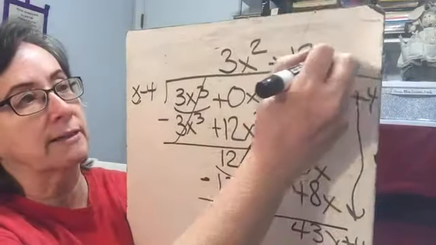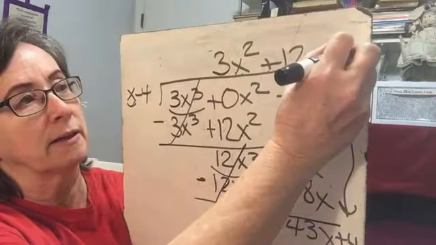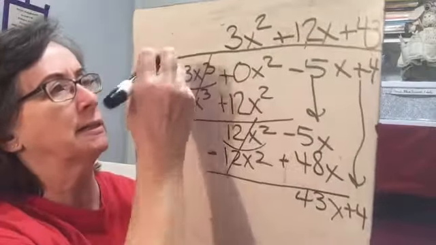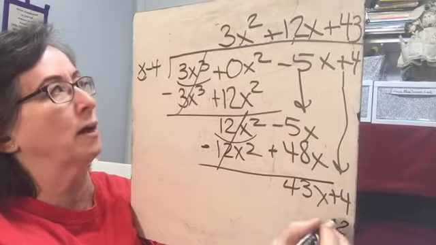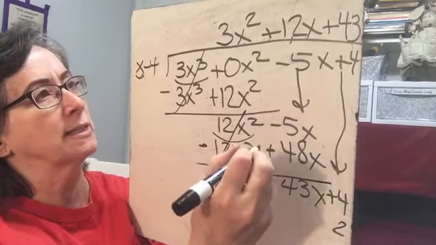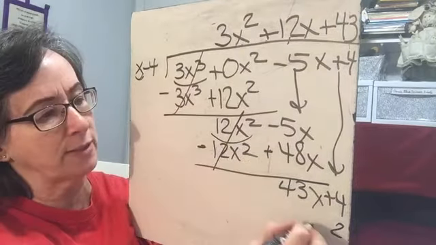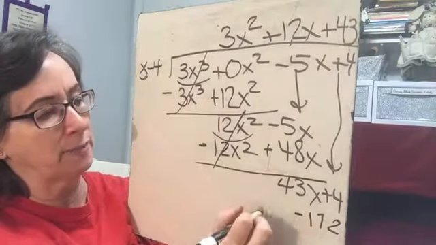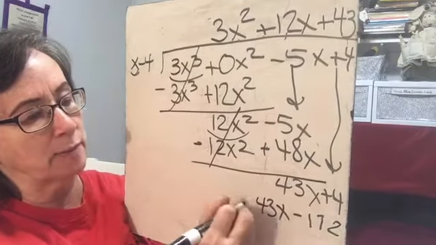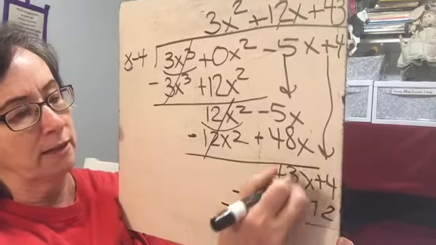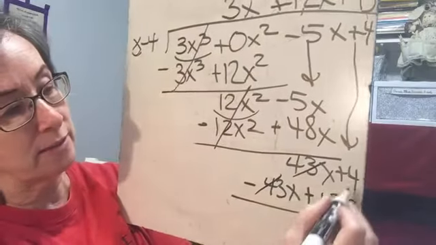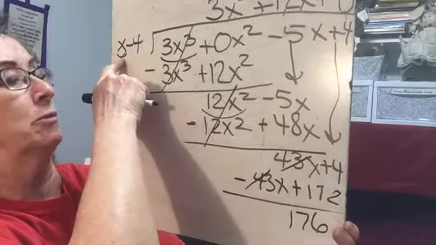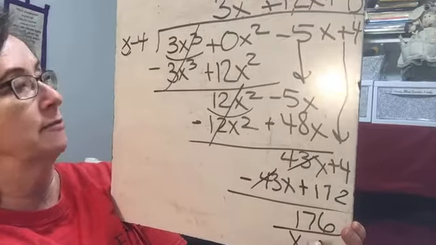X into 43x goes 43 times. 43 times the negative 4. Wow, that's a big number. 43 times the negative 4 looks like it would have a 12. And a 4 times 4 is 16. With one more is 17. And that is a negative. And then 43 times x is a 43x. I'm subtracting, so I change both signs. The 43x and the negative 43x cancel. The 4 and the 172 becomes a 176, which I'm then going to replace over my divisor.